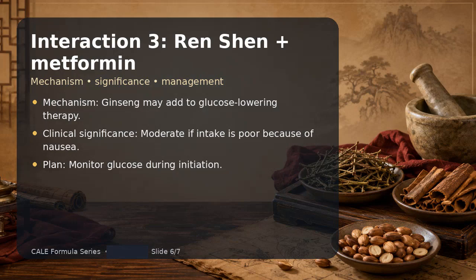Interaction 3 is Ren Shen plus metformin. The mechanism is that ginseng may add to glucose-lowering therapy. The clinical significance is moderate if intake is poor because of nausea. My management plan is monitor glucose during initiation.